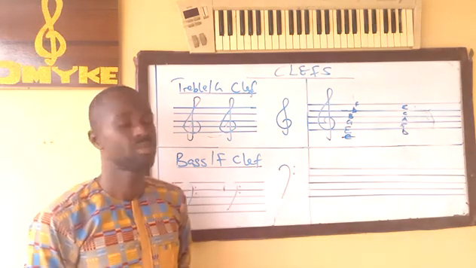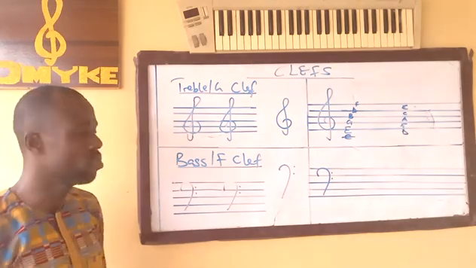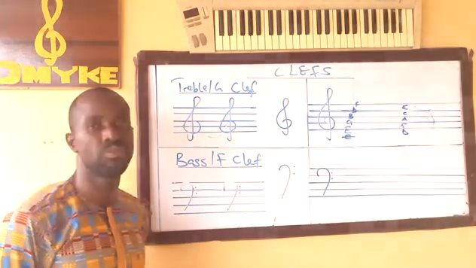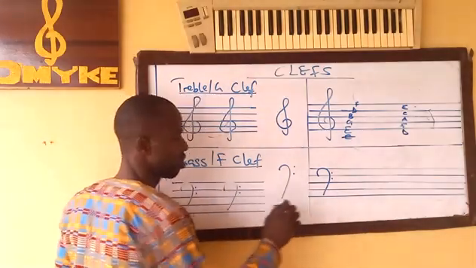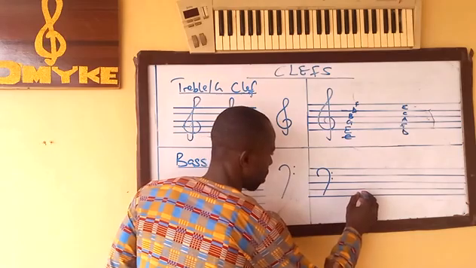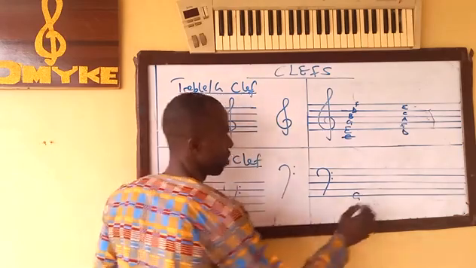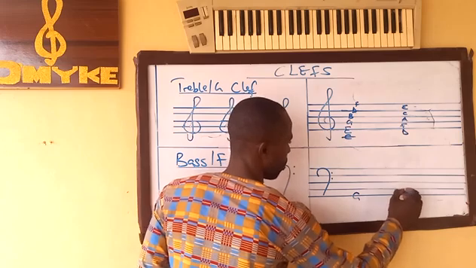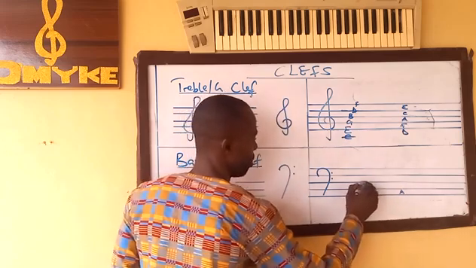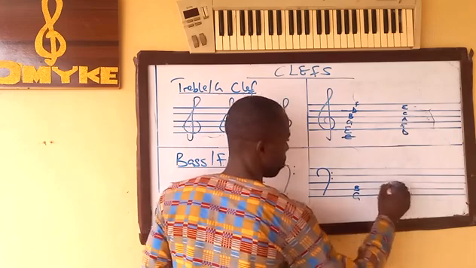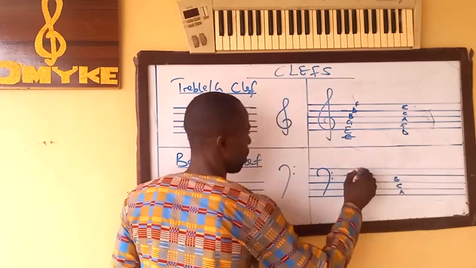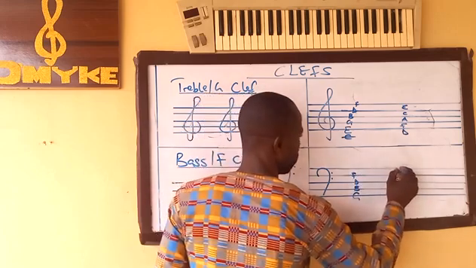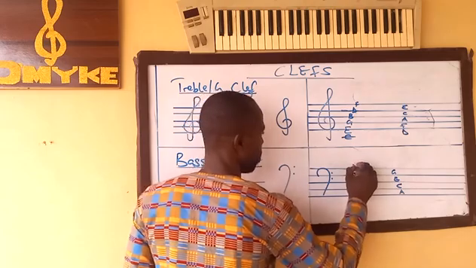middle C. As soon as you position the bass clef on the stave, the lines and spaces pick their letter names also. The first line is line G. The first space is A. Line is B. Space is C. Line is D. Space is E. Line is F. Space is G. Line is A.